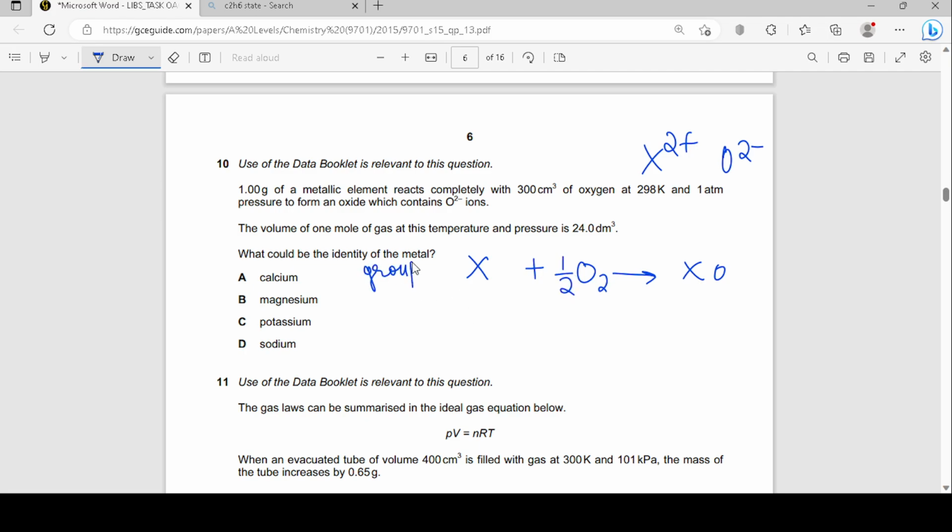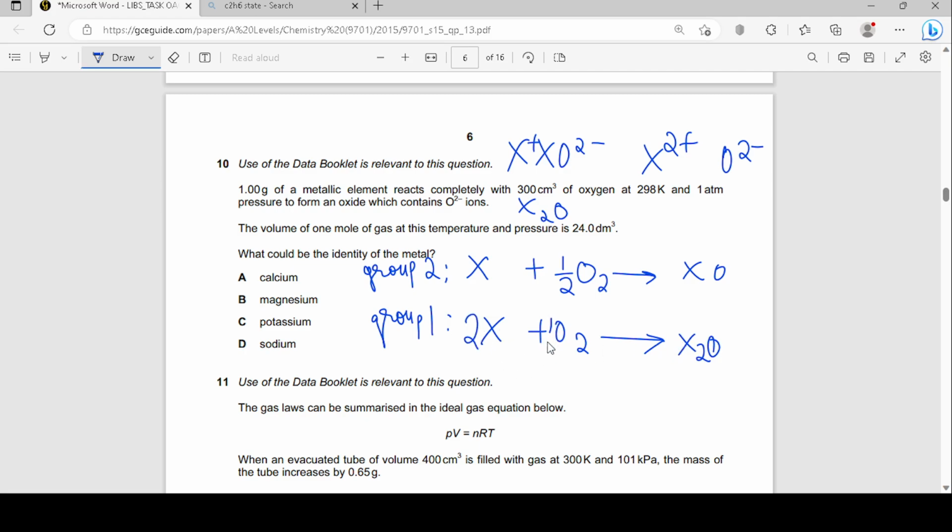This is for if it was group 2. If it's group 1, like potassium or sodium, then if I have X+ and O2-, that would give me a formula of X2O. How to balance this? Put a 2 over here and a 1/2 here. Okay, now it's balanced. And now what are they saying?